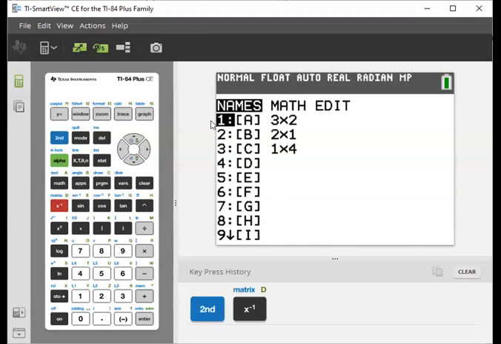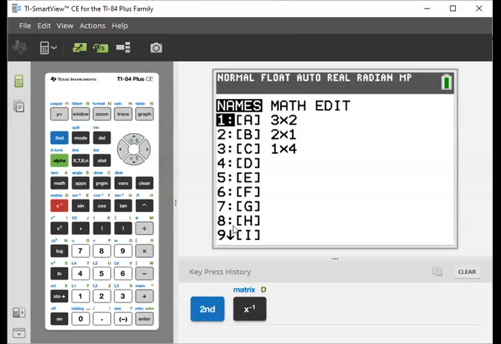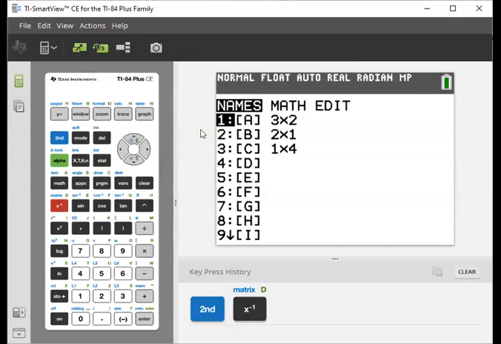So I'm going to pull that up. Now, these are in alphabetical order, so I'm not going to call these B and R. I'm going to call them A and B. I'm just going to have to remember where I put them, right? So I'm going to go second matrix, and I want to put something in A.